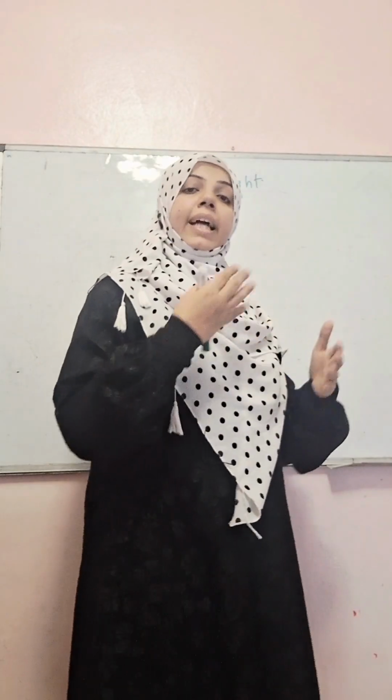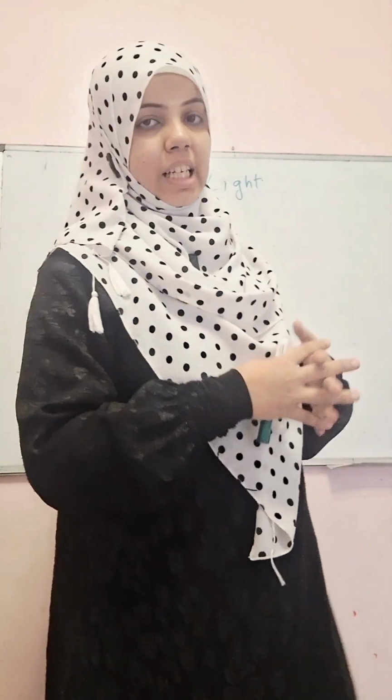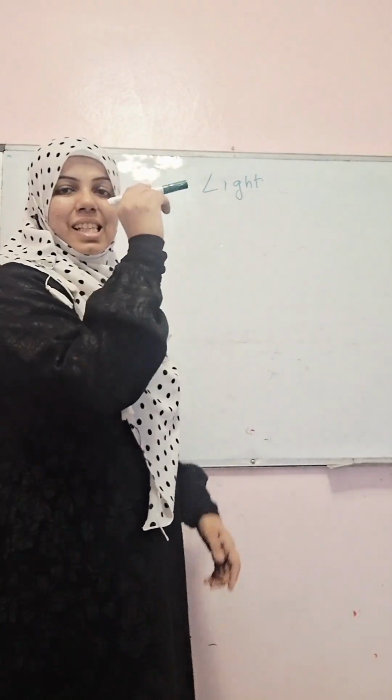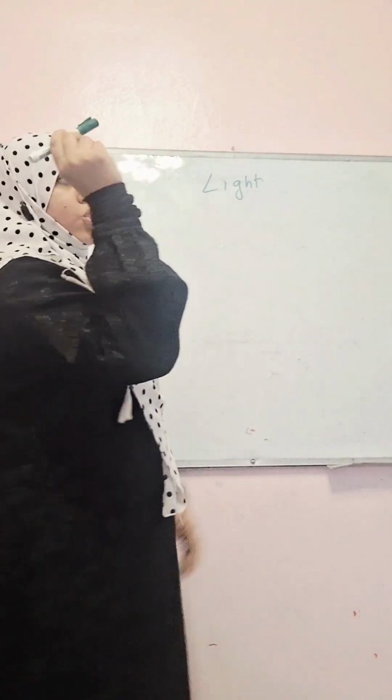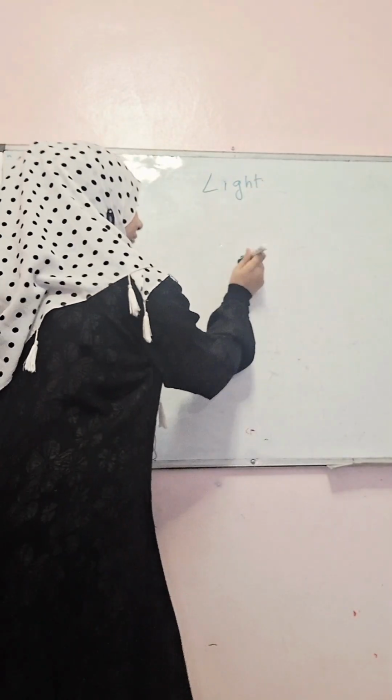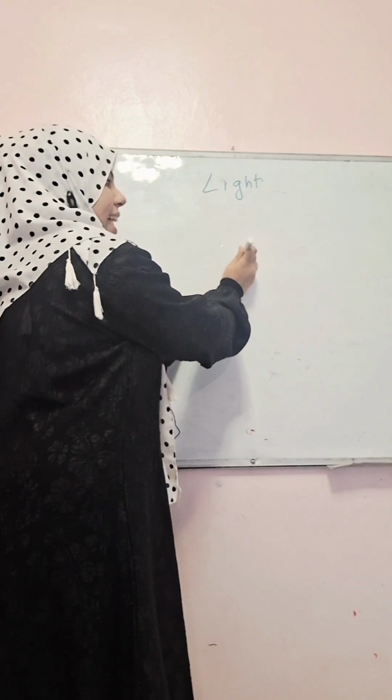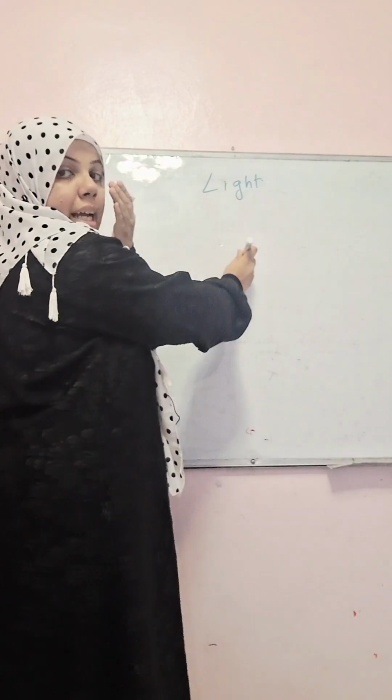Now, how actually does light help us to see? We will see in this. Imagine this is the ray of light and this is my object. So, light travels and it hits the object and then it bounces into my eye.